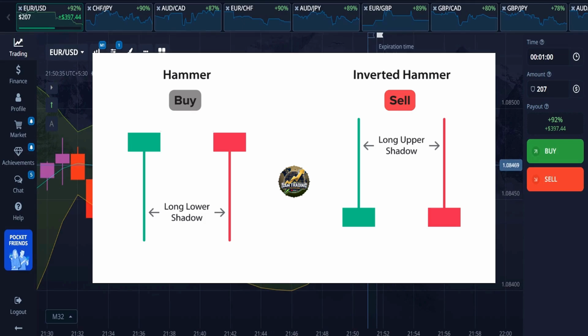If you see one bullish and one bearish inverted hammer above the Bollinger Bands middle line, immediately take a sell trade on the very next candle. If you see one bullish and one bearish hammer below the Bollinger Bands middle line, immediately take a buy trade on the next candle. I know these exact patterns are rare, but don't worry. Later in the video, I will show you real-time examples of similar setups that work just as well.